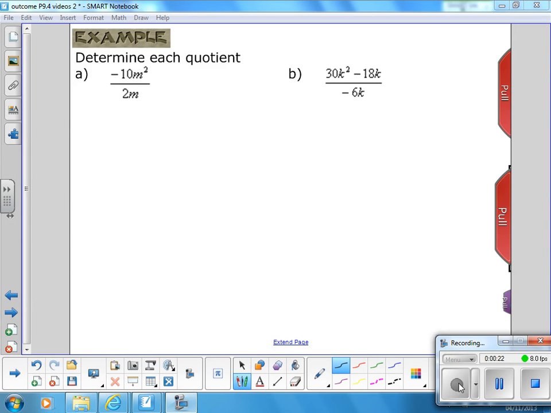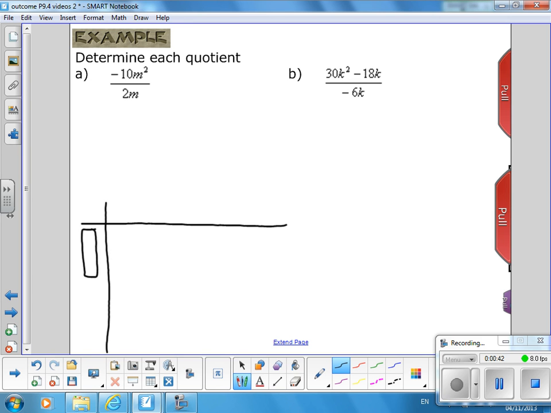Now, you were introduced briefly to the concept of guiding tiles in multiplying polynomials. And in multiplying polynomials, it was taking the intersection of the left and the top of these guiding tiles and finding what's in the middle. So it's a similar idea. The denominator, that 2m, goes along one side of your guiding tile. It doesn't matter whether you put it on the left or on the top. That numerator, the negative 10m squared, is what you have as your product, in the main area of your guiding tile.